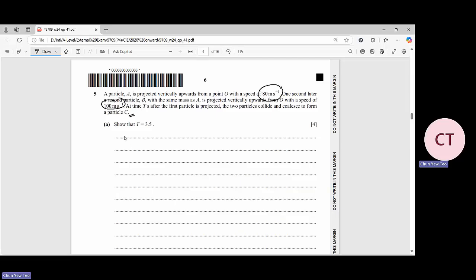So what you can do is that we start from particle A. If you resolve the forces vertically, you have HA is equal to 80t minus 5t squared, using the formula for vertical displacement. Then at B, if you resolve it vertically, you have HB is equal to 100 times t minus 1 minus 5 times t minus 1 squared.